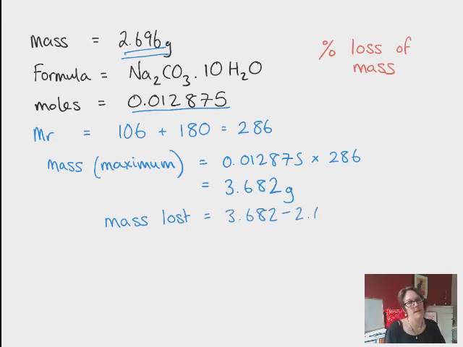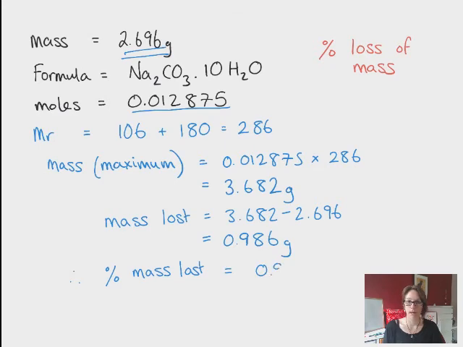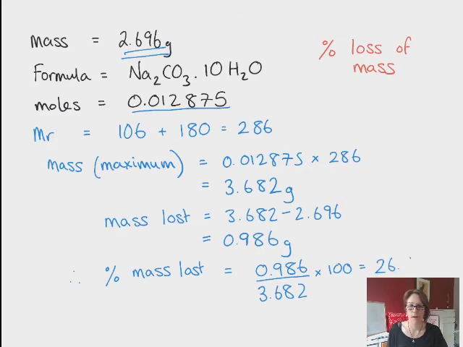And so the mass lost in terms of a raw number is going to be the total maximum mass we could have had, take away what we've actually got left, which is 0.986 grams. So my percentage mass loss is therefore going to be the mass that I lost, 0.986, divided by the original mass, so the original maximum mass that it would have been, and that makes it 3.682. And then my percentage therefore ends up being 26.8%.